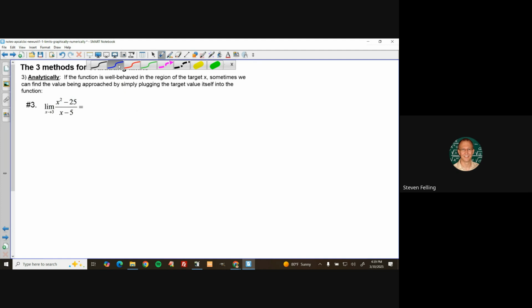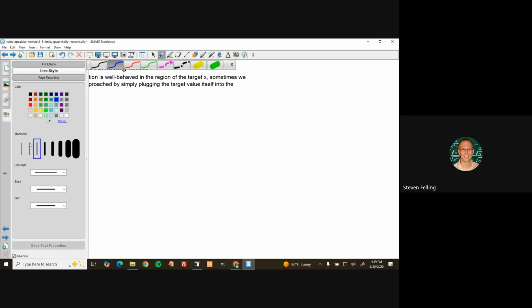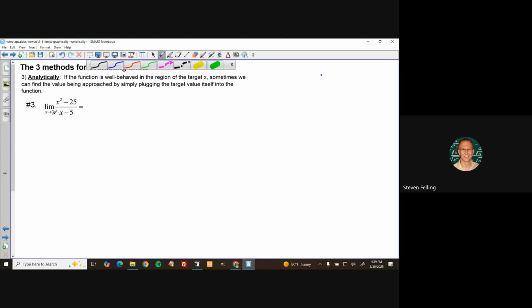So let me show you a specific example here. Let's say we've got limit as x approaches 3 of this structure. Right? I can try literally just plugging a 3 in there. That's 3 squared minus 25 over 3 minus 5. And because I'm not plugging a 5 in, this is a place where this function is well behaved. I actually get 9 minus 25, which is, let's see, negative 16. And then on the bottom, I get negative 2. So this ends up approaching 8.